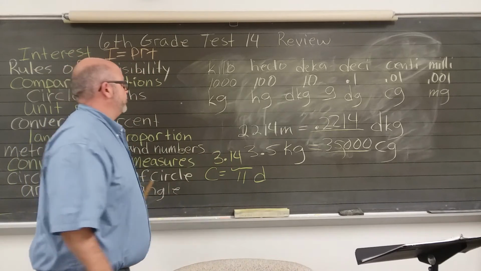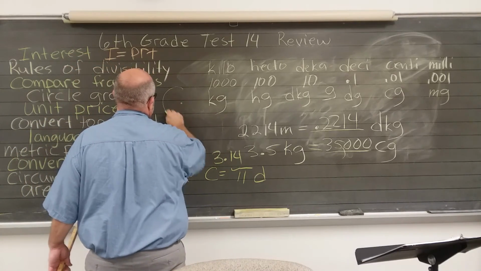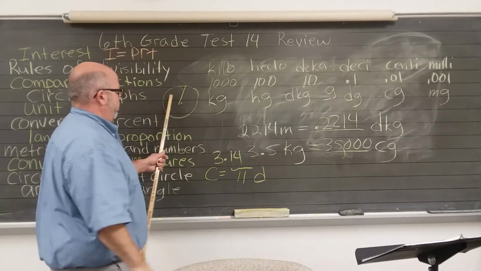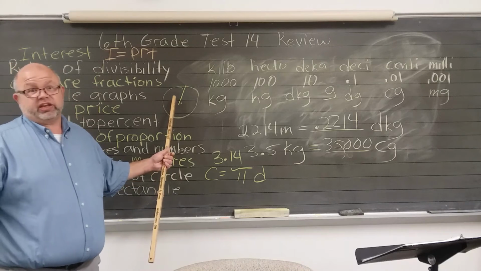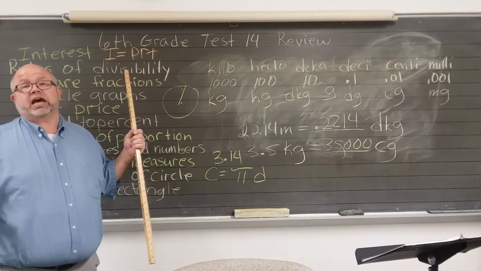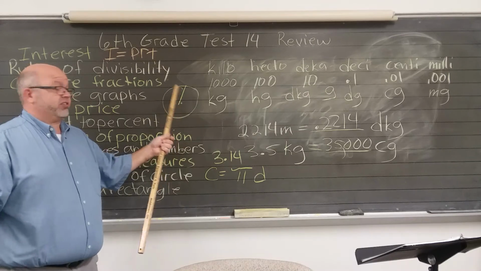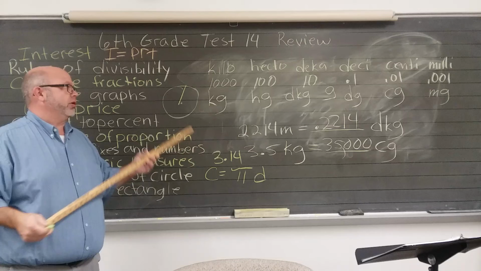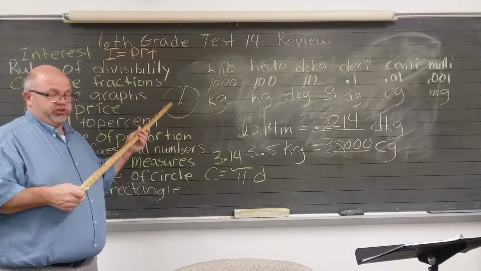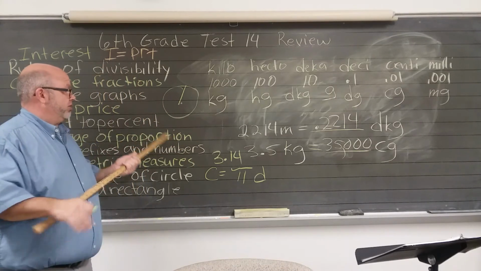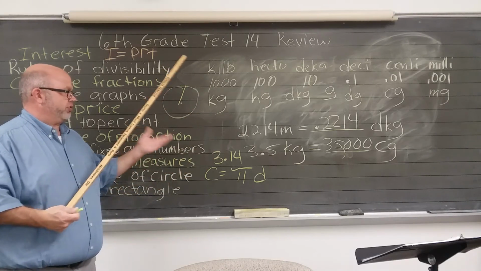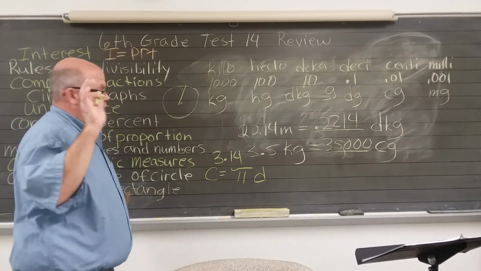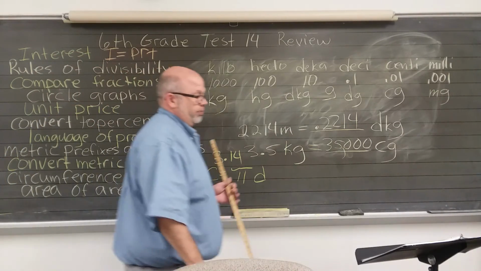Times your diameter. So if you have a circle, and all you have is the radius, and the radius is 3 inches, if you just have the radius, then get the diameter first. If it's a 3-inch radius, it's going to be a 6-inch diameter. Always just go 3.14 times diameter. 3.14 times diameter, that's all you need to know for circumference of a circle.